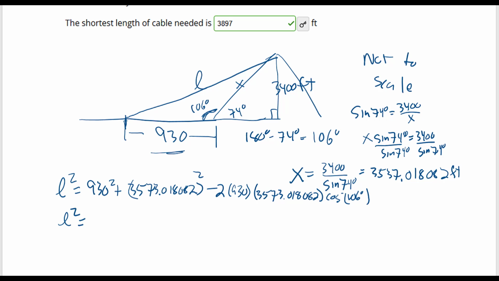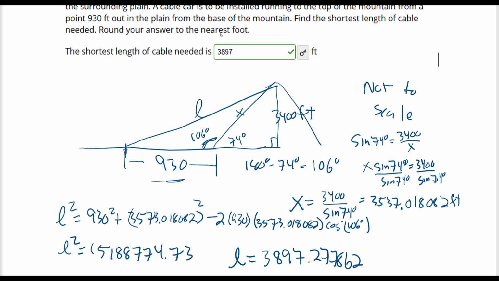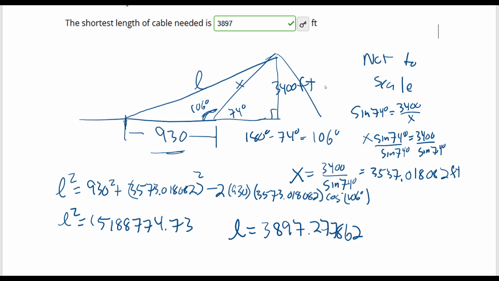I have 1518877.73. So L would be the square root of that, and the square root of that result is 3897.277862. And I guess we go to the nearest foot. That's what we have here, 3897. Yeah, this is the nearest foot. Okay, that's it. Hope that helps.